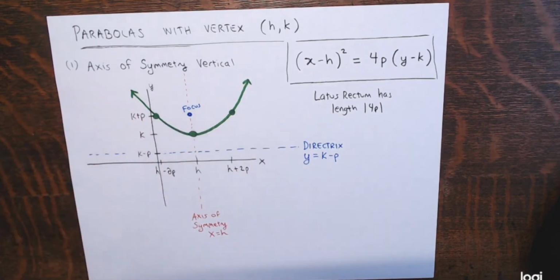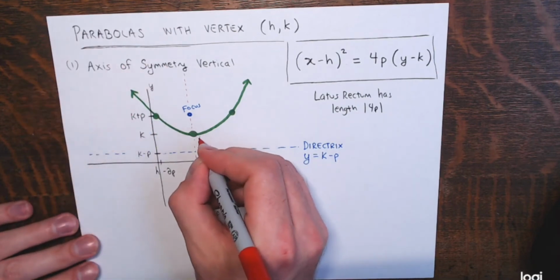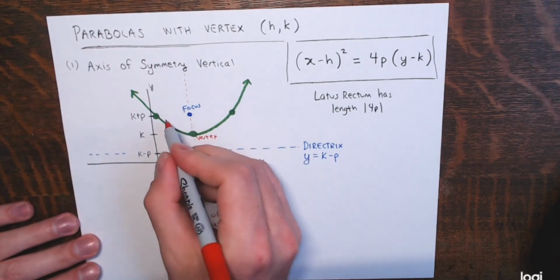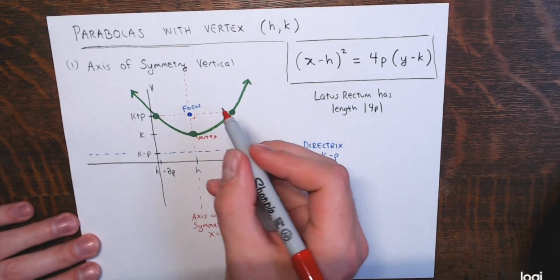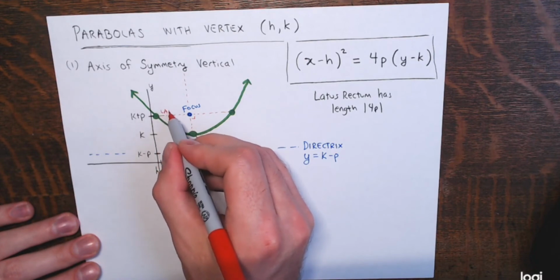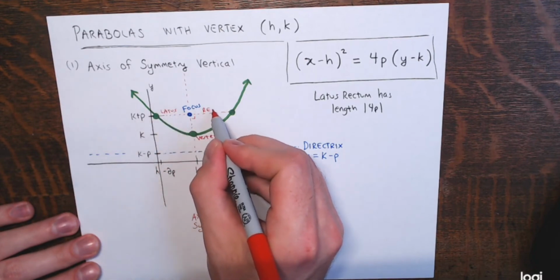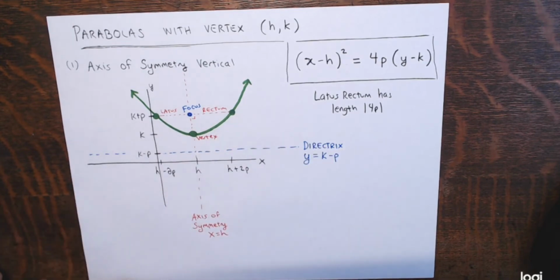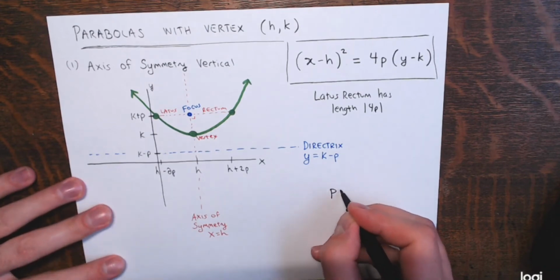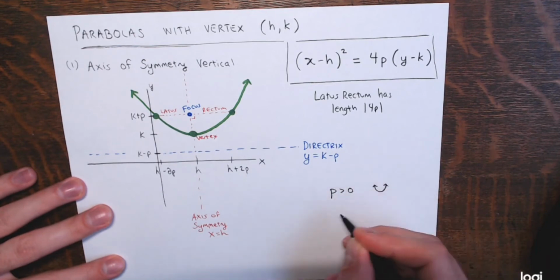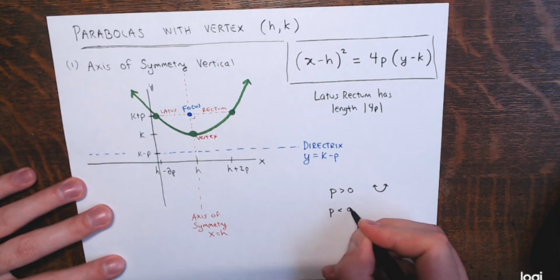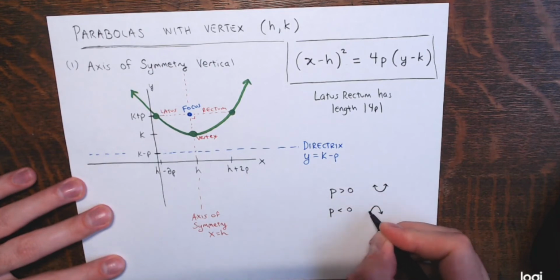I should label everything. So here's the vertex, and then this segment right here going through the focus, perpendicular to the axis of symmetry, is called the latus rectum. And we're going to be asked to identify all that stuff. And as I mentioned, when p is positive, p greater than 0, the parabola is opening up in this case. And if the value of p is negative, the parabola will be opening down.